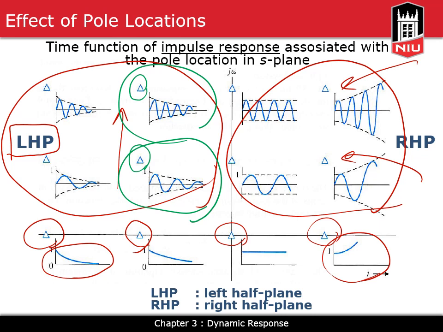The difference here would be the frequency of those oscillations. The larger the imaginary part of the pole, the larger the frequency will be. You can easily see that the period of those oscillations is smaller for this one, which means the frequency is larger. So that tells you how the response of a system would look for the location of the pole at different parts of the S-plane.